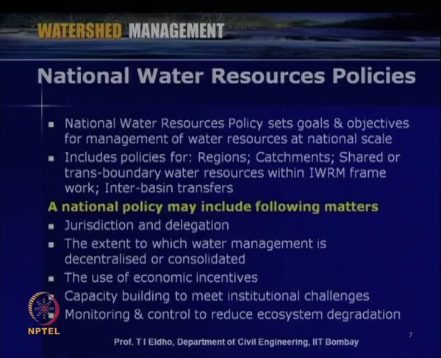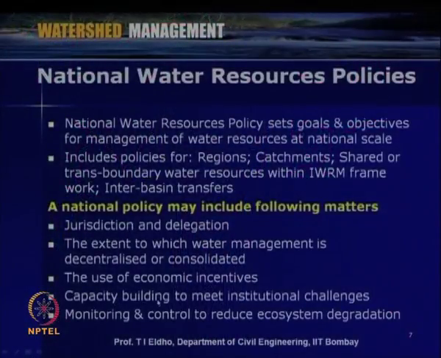and up to what level we have to decentralize, and then the use of economic incentives. For example, to implement various watershed development schemes, the government of India or the central government may have to give various incentives to the states or to the district level or to the watershed level. So, we have to see what economic incentives can be given.